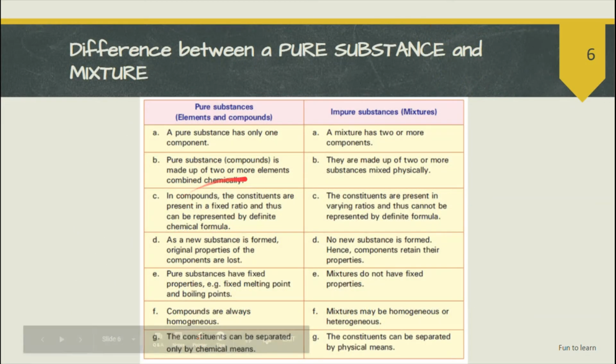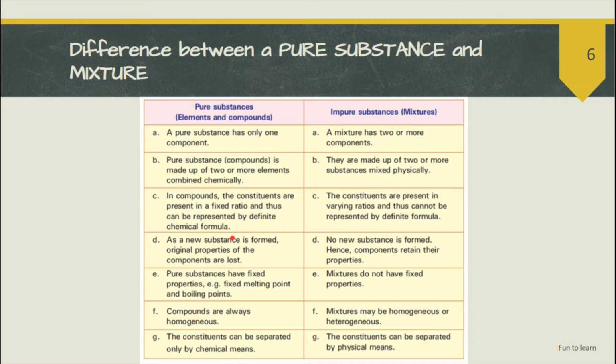Now let's understand the difference between a pure substance and a mixture. It's given in a straightforward manner, so let's just read it out. A pure substance has only one component, a mixture has two or more components. Compounds are made up of two or more elements chemically combined. That's the main point. Mixtures are made up of two or more substances mixed physically only. In compounds, the constituents are present in a fixed ratio and thus can be represented by a definite chemical formula. In mixtures, the constituents are in varying ratios and thus cannot be represented by a definite formula.